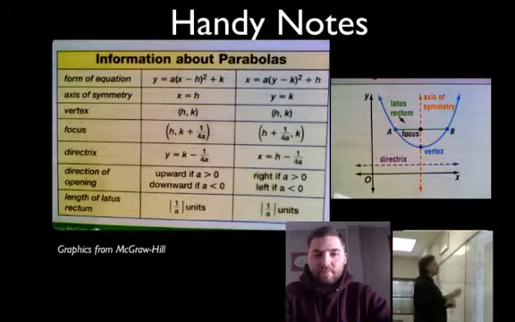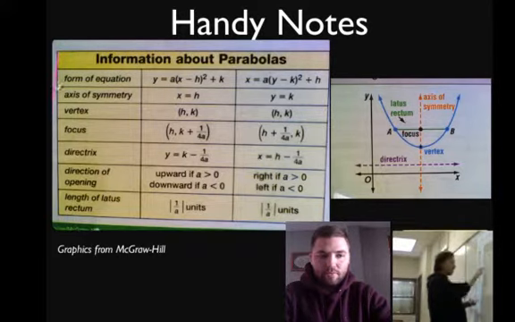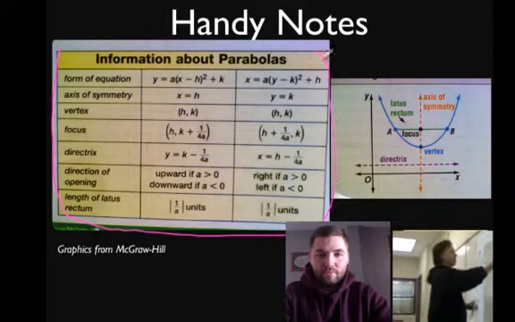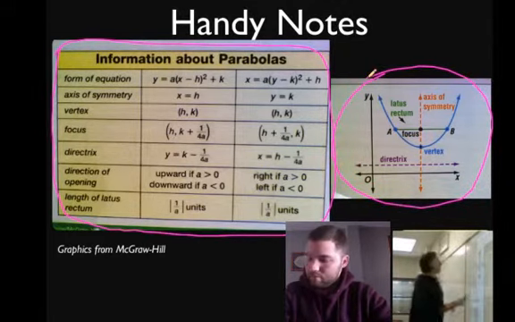For these parabolas, I think I would probably pause the video at this point and copy this down. Maybe you want to copy this down as well somewhere. So pause and do that.